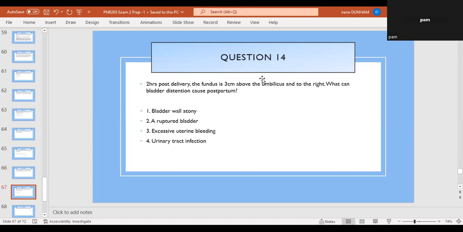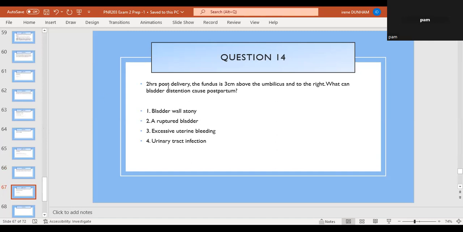Okay. How about we do another question? How about question 14? Got a couple more and that's it. So 2 hours post-delivery. The fundus is 3 centimeters above the umbilicus and to the right. Oh, what can bladder distension cause postpartum? Oh, we know that one. Would it cause bladder wall flattening? No. A ruptured bladder? Excessive uterine bleeding? Urinary tract infection.